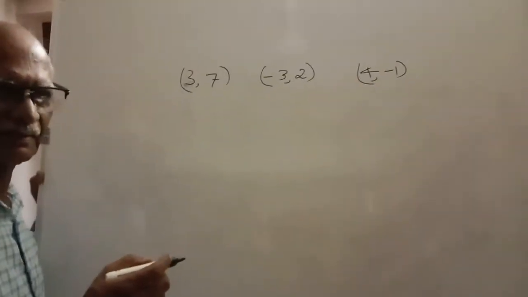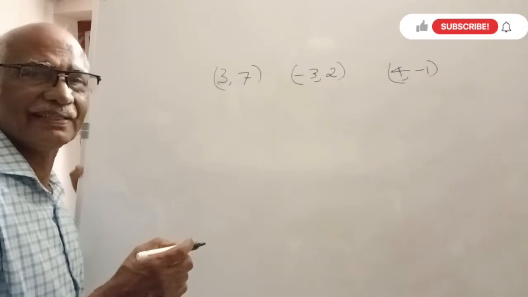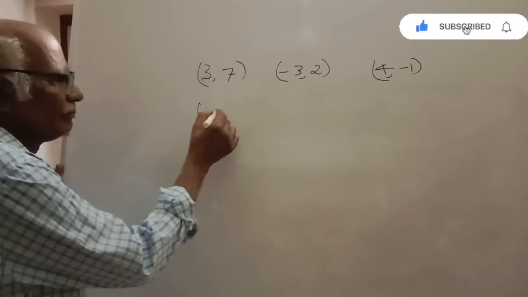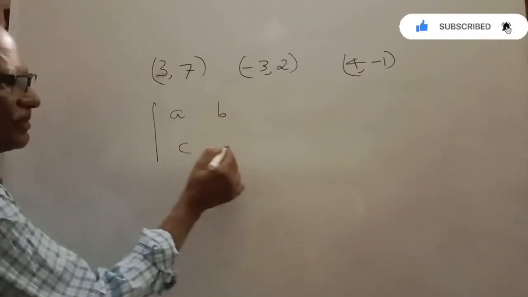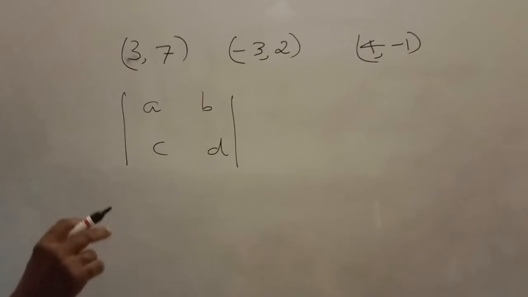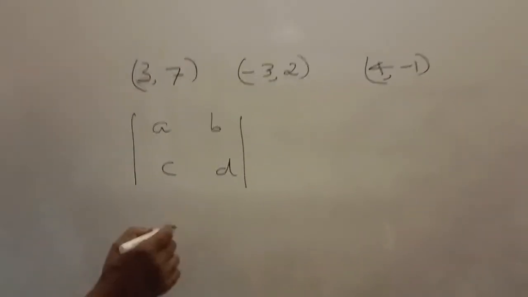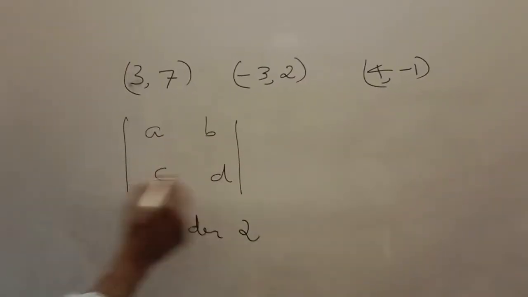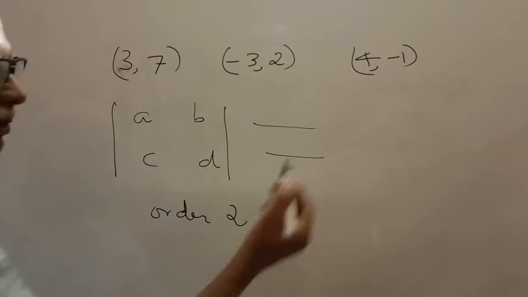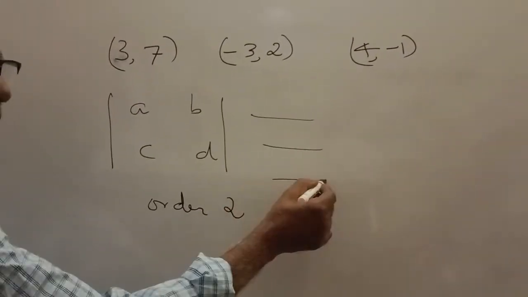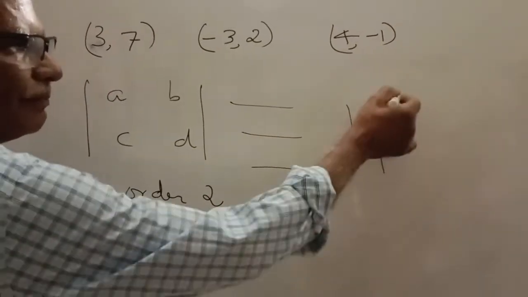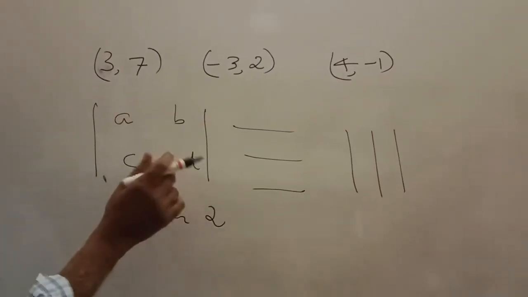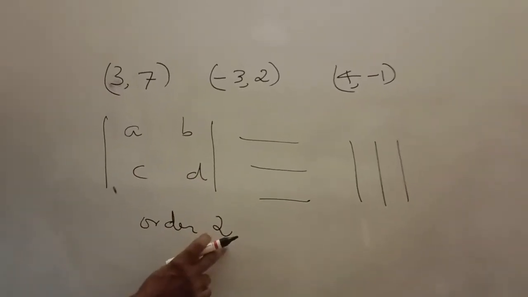We consider application of determinant in the form A, B, C, D. Now this is called a determinant of order 2. There are two rows and two columns. So we say it is of order 2.